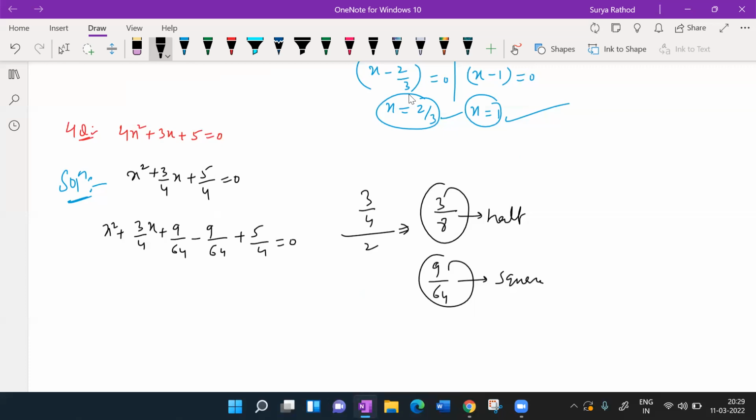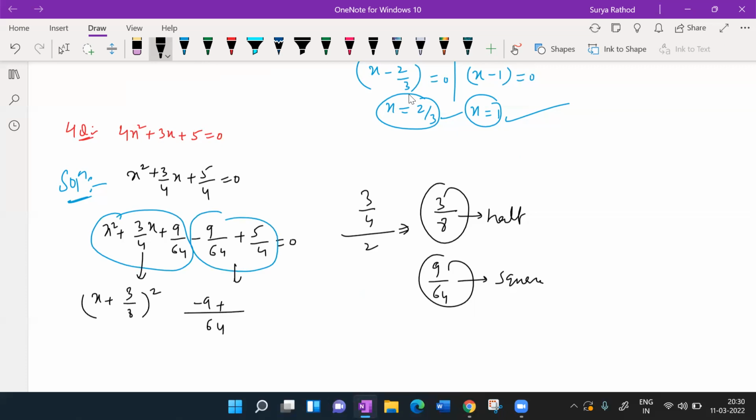Okay, now look at this. First 3 terms you select and last 2 terms you select always. What do you get here now? X plus 3 by 8 whole square, right? Now what is the LCM? 64 is the LCM. So minus 9 plus how many times? 16 times 5, 80 times. Am I correct?